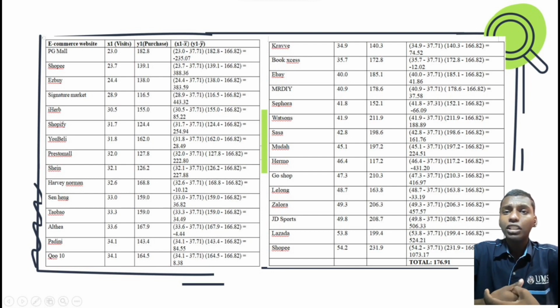For the positive value, I would like to share about Shopee. Shopee has a positive value of 388.36. The positive value shows it is very strong.